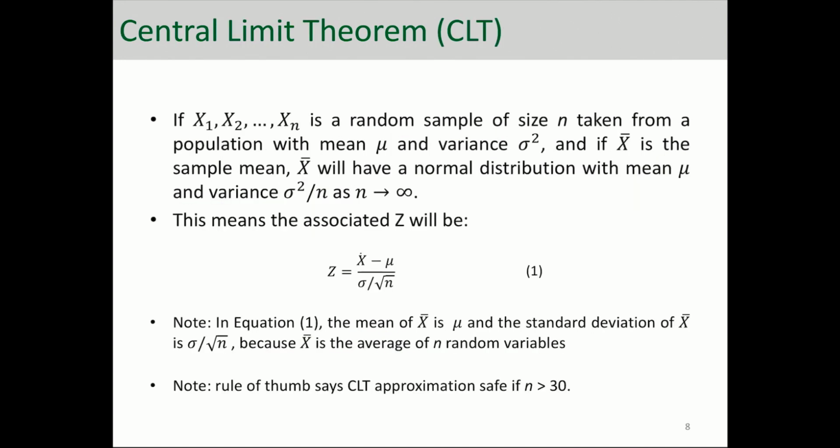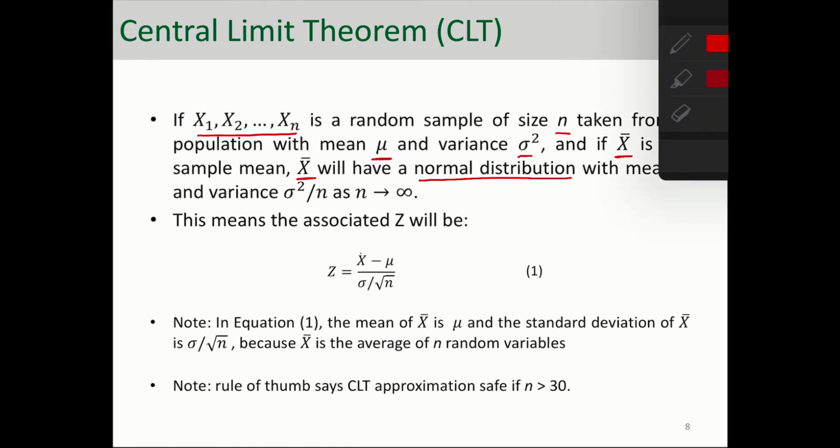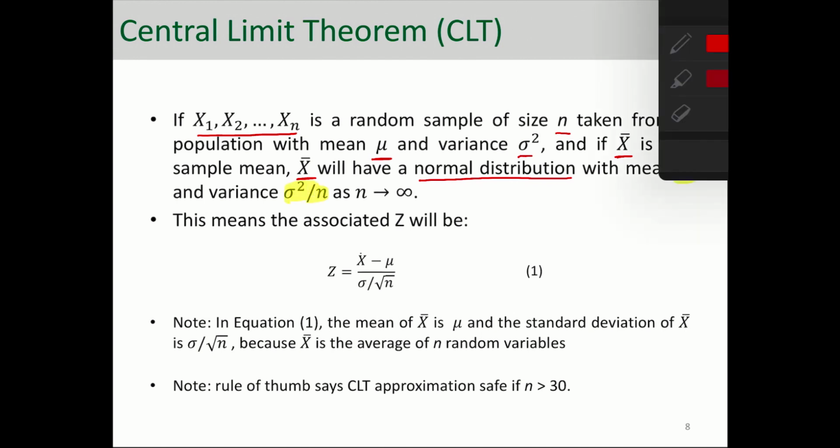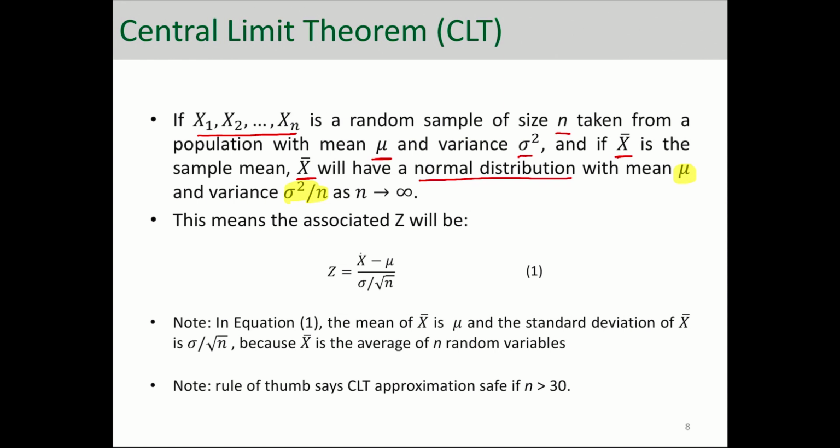So let's get a little bit more mathematical. If x1 through xn is a random sample of size n, taken from a population with mean of mu and variance of sigma squared, and if x bar is the sample mean, x bar will have a normal distribution with the mean of mu and variance of sigma squared over n as n goes to infinity. So this is a very important slide here.